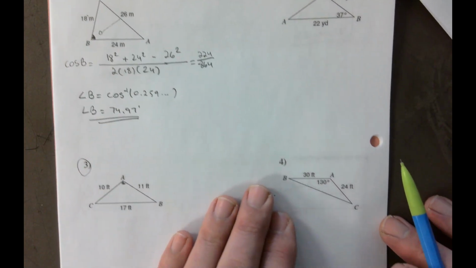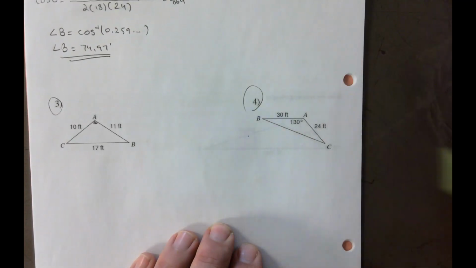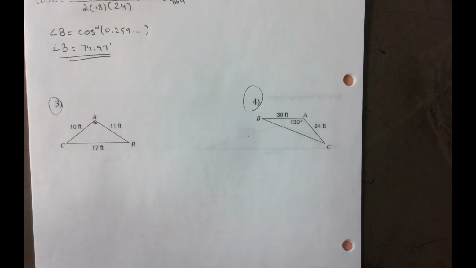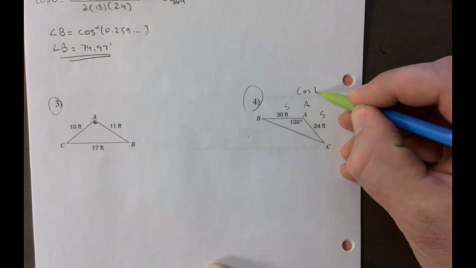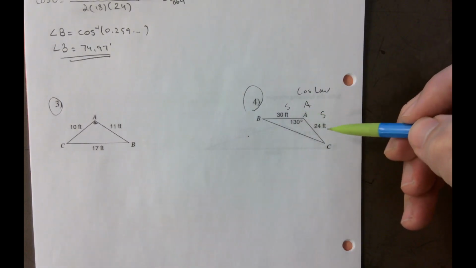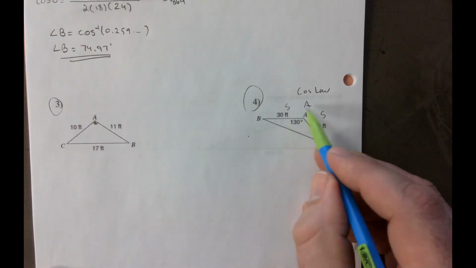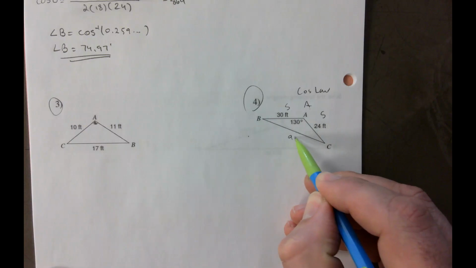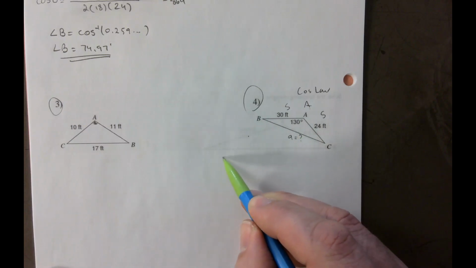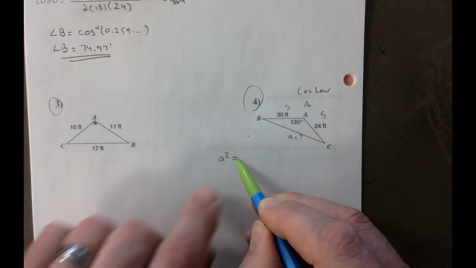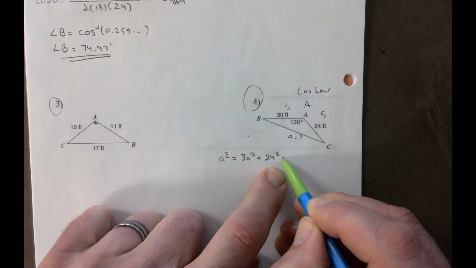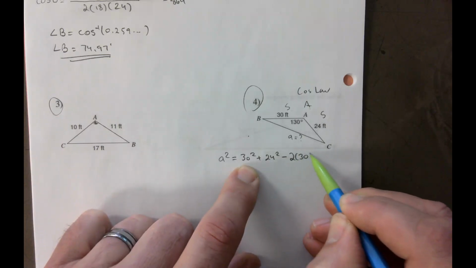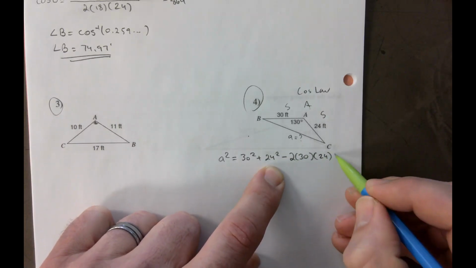Let's do a side angle side. This one right here, 4. Is there a pair? No pair to be had, right? There's nothing across from each other. You've got side, angle, side, right? This is cosine law. And the formula is different. When you do cosine law where it's an SAS, you're able to solve for this side. That's the only thing you can do. So you go A squared is equal to 30 squared plus 24 squared minus 2 times 30 times 24 times cosine of 130.